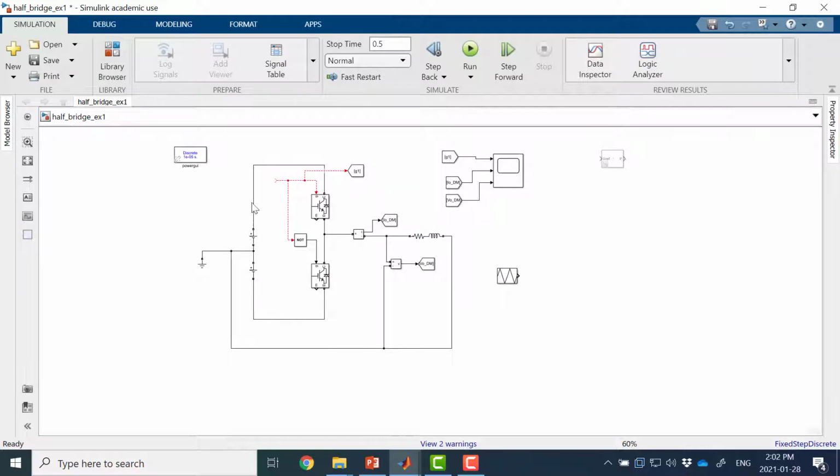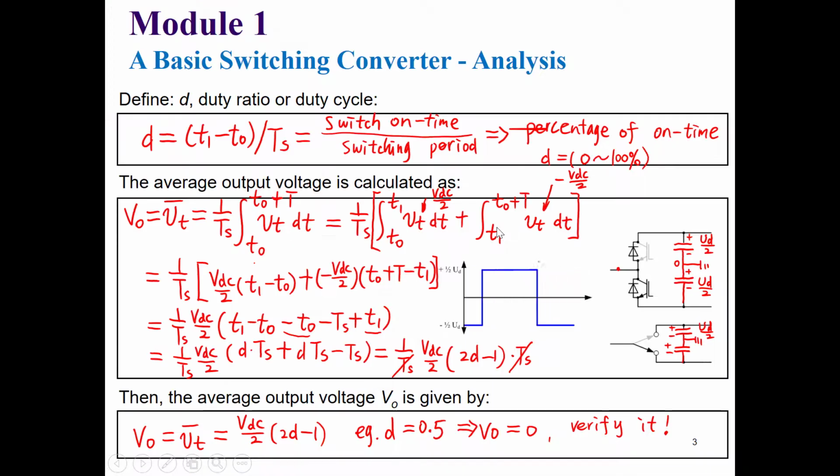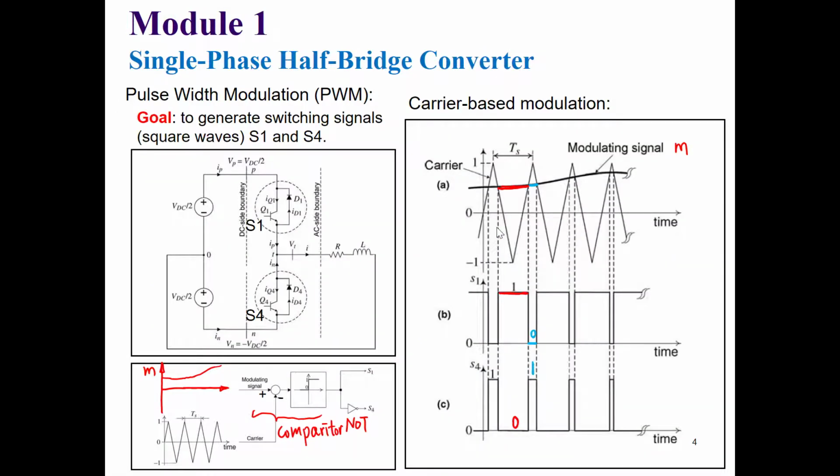I won't need this one. And I would like to, this is the modulation signal. As we discussed before in the class, we can use a modulation signal to generate the pulses, and we will compare the modulation signal with a triangular waveform to generate the pulses.